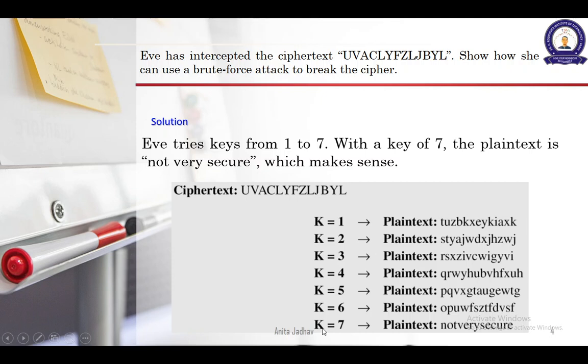So when I go for K is equal to 7, you can see here the message is not very secure. Now, when this is written, you can observe one more thing: when you are going for an encryption, normally the space is not considered as a letter or a separate character. So you will be writing it without space. So here you can declare that K is equal to 7. So we find out that it is not very secure.